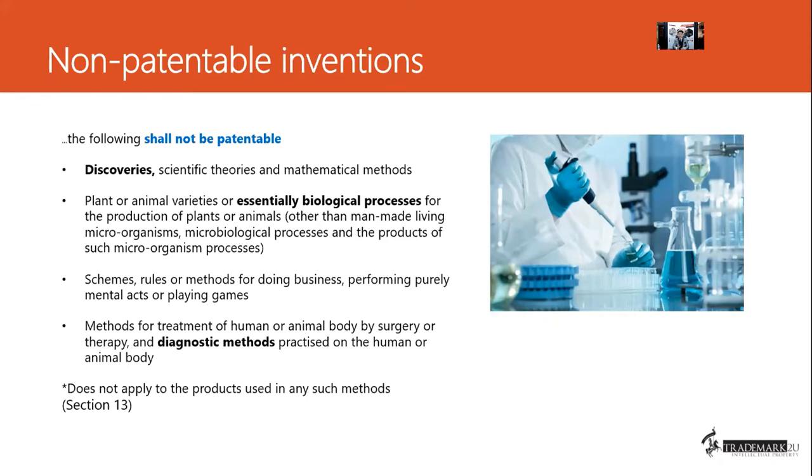Yeah. The first one is discovery, scientific theory and mathematics problems. Those cannot be patented, okay? Some professors, some academics, came to me and said, I want to patent my seminar notes or my books on mathematics, on scientific theories. No, sorry, okay? Plant varieties or any essential biological process cannot be patented, all right? I'll explain that later. Schemes, rules, and methods of doing business cannot, all right? I found a way to calculate when the next financial crisis will be, no, okay? Methods of treatment of humans or animal body, surgical, diagnosis methods, no. So all these are non-patentable inventions, okay? Now don't try to be smart and file a patent for them, you will get rejected.